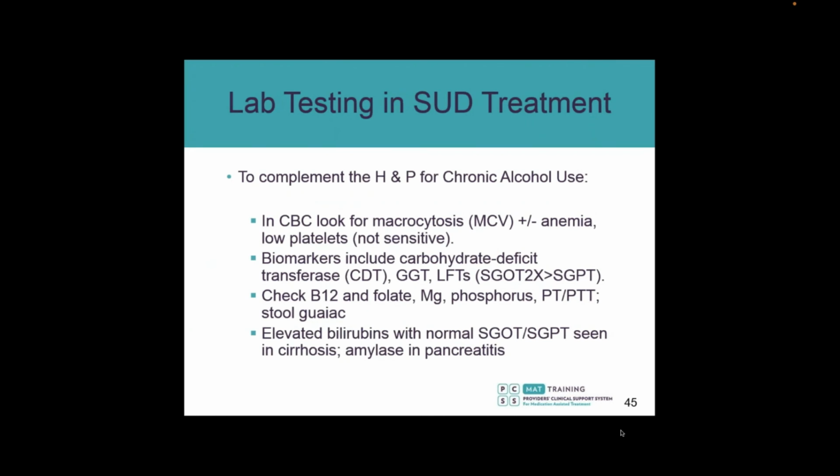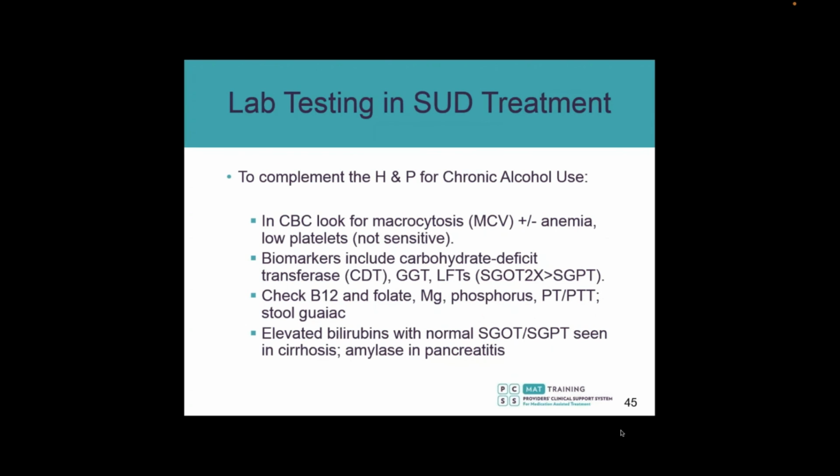For chronic alcohol use, you might find macrocytosis, you might find anemia, you might find thrombocytopenia. Biomarkers are not often used. The least specific are GGT and LFTs, and the classic pattern is SGOT or AST, 2 times greater than SGPT, otherwise known as ALT. More specific is carbohydrate deficient transferrin, which unfortunately is not available in many labs.